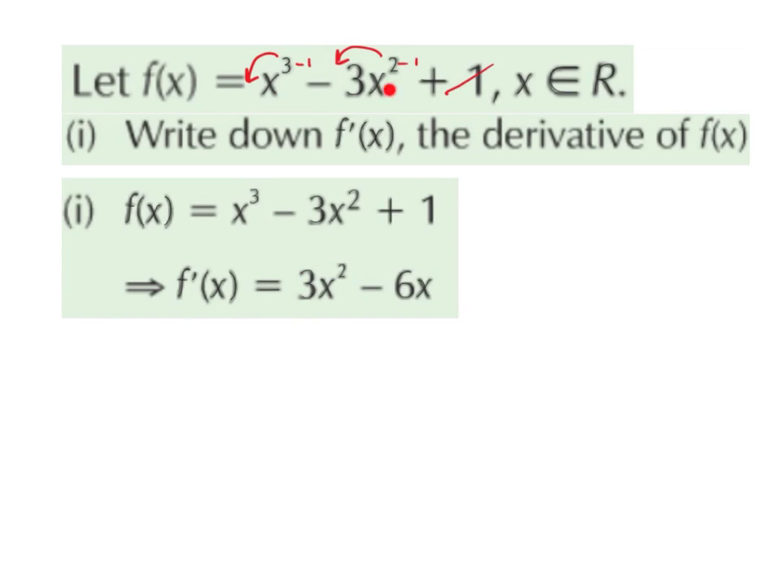With minus 3x to the power 2, if I bring down the 2 in front, it becomes minus 3 multiplied by 2, which gives me minus 6. And then 2 take away 1 will be 1, leaving me with x to the power 1, which is just x, so I get minus 6x. Then I have plus 1, which is a constant. I cannot differentiate that, so I just cancel it out. So if the function is x cubed minus 3x squared plus 1, then the derivative of that is going to be 3x squared minus 6x.